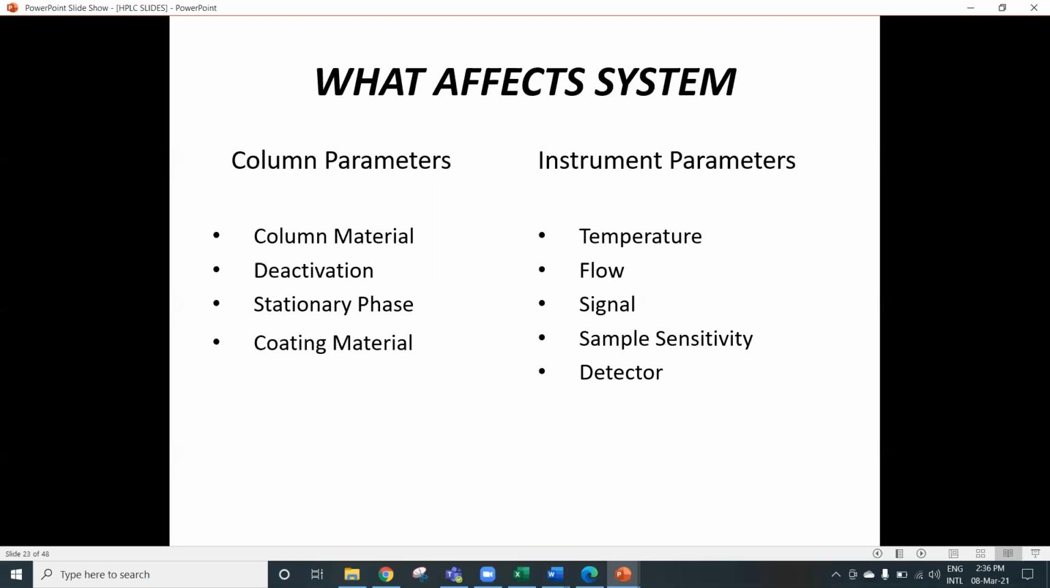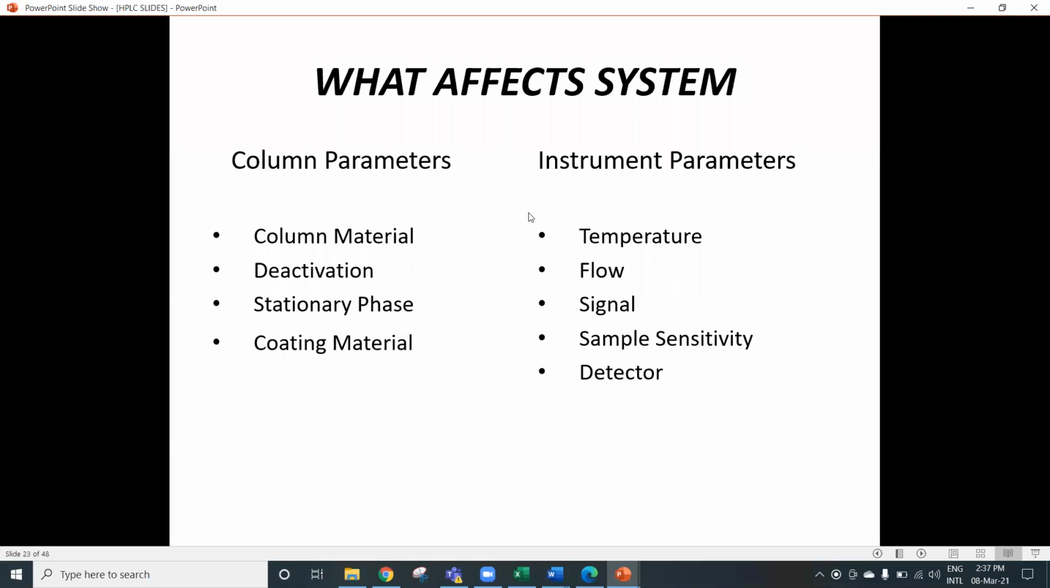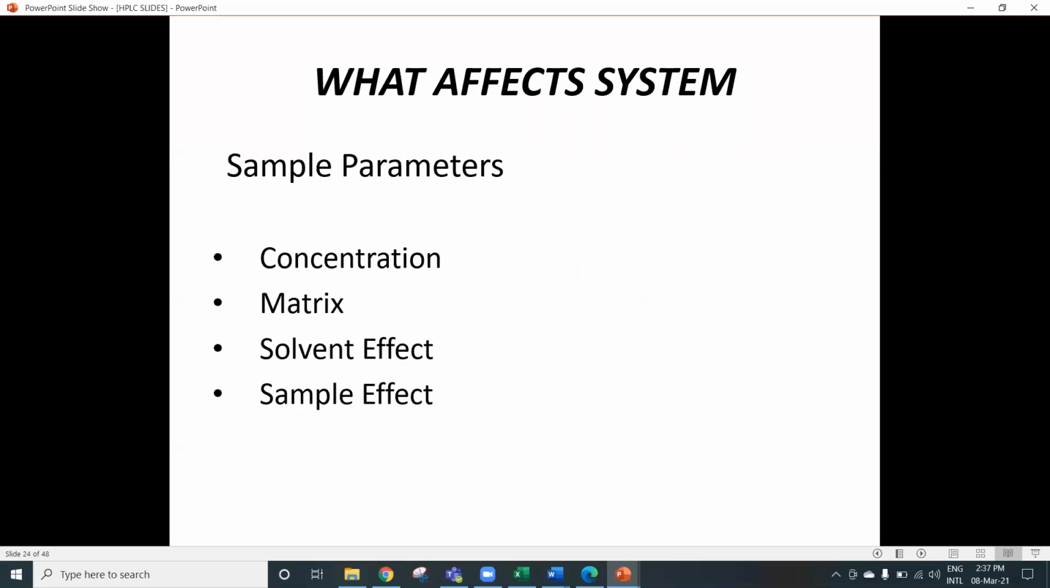So the temperature here is just to control. Sometimes you just want to put it at an ambient temperature, and that will be the temperature where your sample will be working. Then for the column parameters, you look at the different stationary phases, the coating materials, and the material of the column. So this also can be varied, just as you can also vary the instrument parameters.